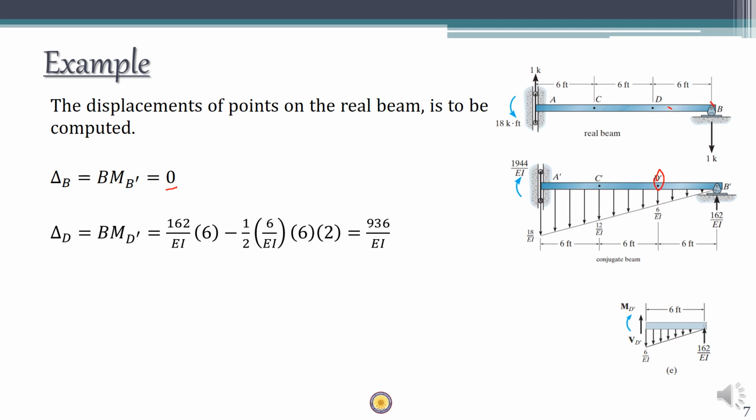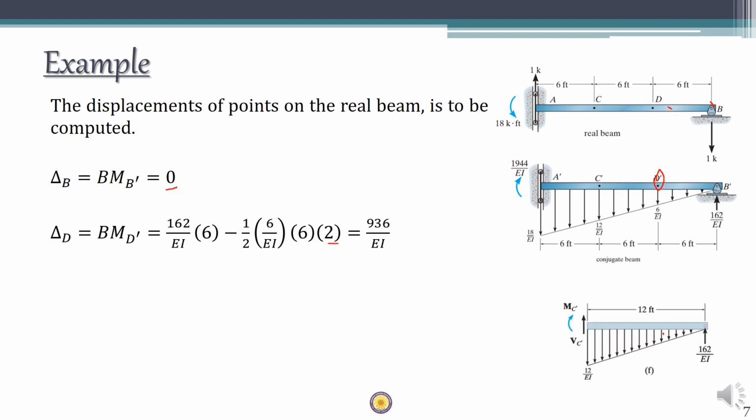From this diagram you have to find out M D dash, right? So it is going to be 162 into 6 minus area of this triangle, which is half into 6 by EI into 6 into the distance to the centroid, which is one third of the base. So one third of 6, which is 2. You get delta D is 936 by EI.